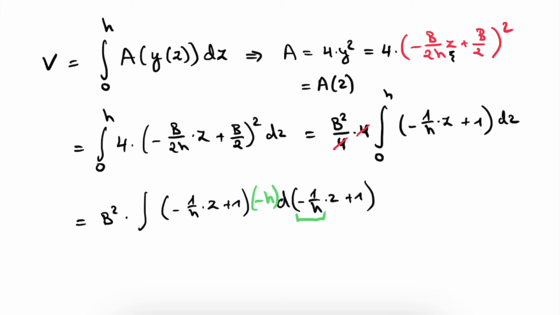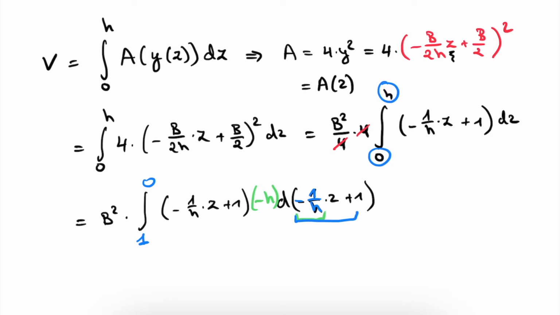Of course, we need to adapt our boundaries, because if z is equal to 0, then minus 1 over h times z plus 1 simply becomes 1. If z is equal to h, then we get minus 1 over h times h, which is minus 1, plus 1 is equal to 0.